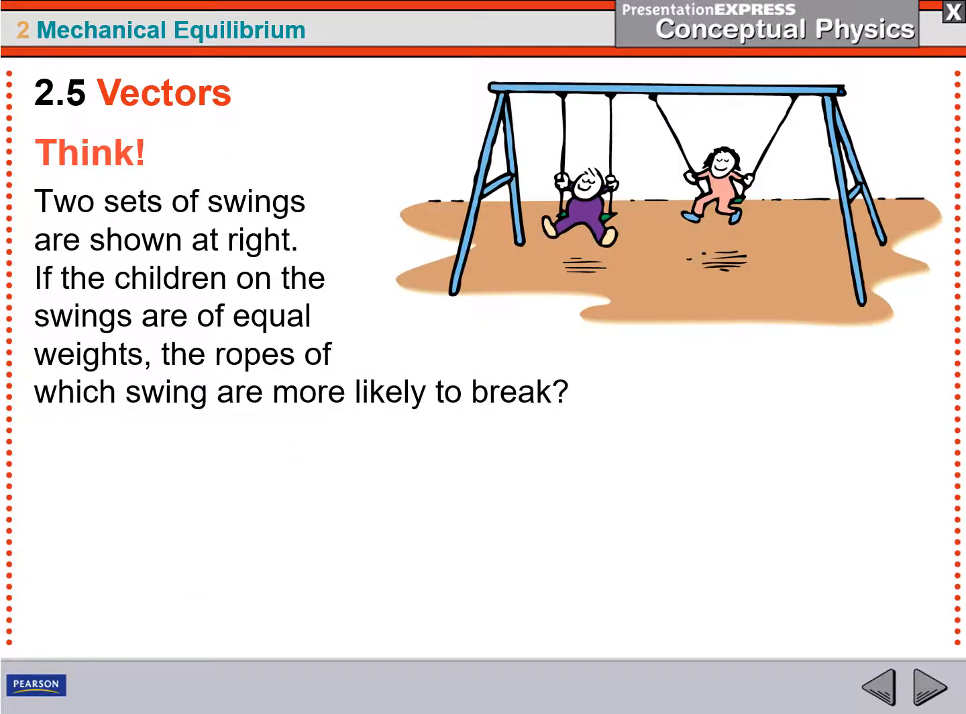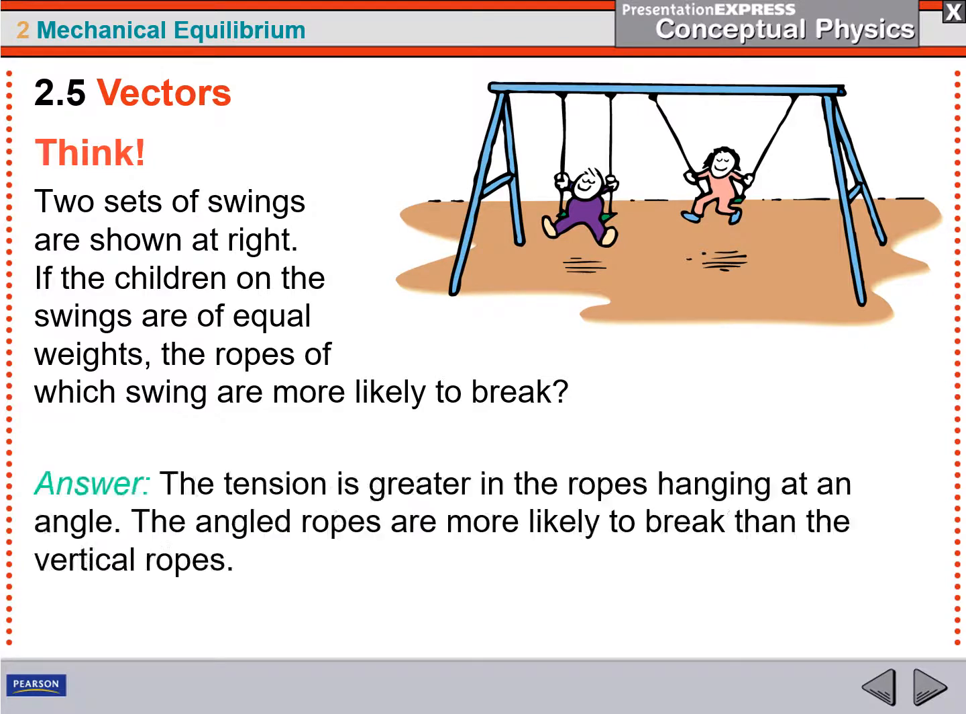Here's a thinking question. We have two swings on this playground set. If the children are of equal weight, which of these would be more likely to break if the children started to swing? Well, the little boy in purple on the left, the vectors are going straight up. The little girl on the right, her vectors are not parallel. The tension in those ropes is going to be greater, and so she's more likely to fall than the little boy.